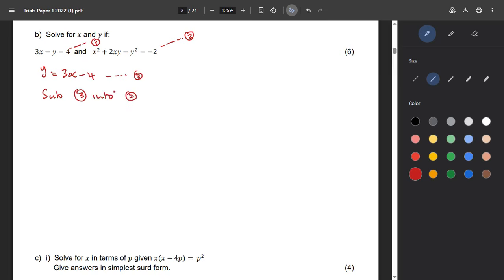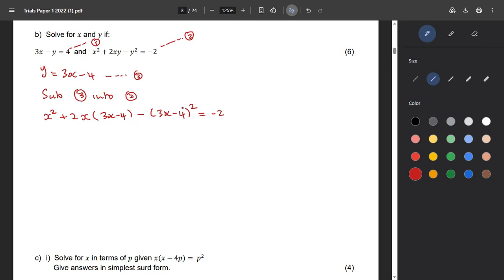So on equation 2, where you see y, you need to put 3x minus 4. So equation 2 is x squared plus 2x. Then where there's y, we put 3x minus 4. Close the bracket, then you minus that y. Remember, y is 3x minus 4. Please don't forget to square everything, then equate this to minus 2.